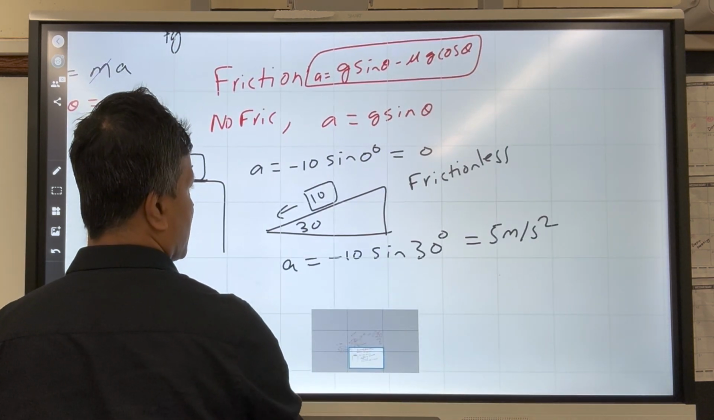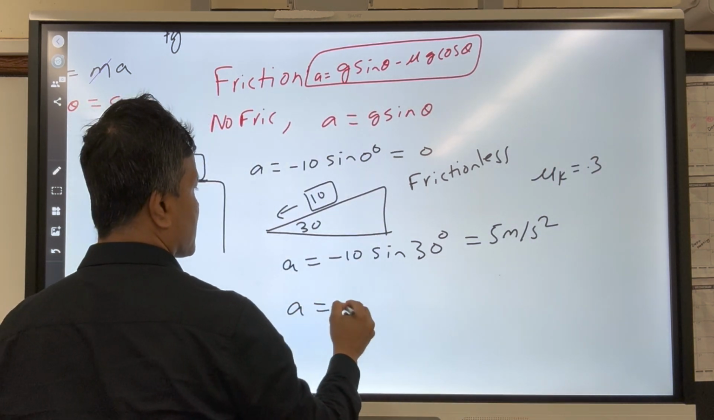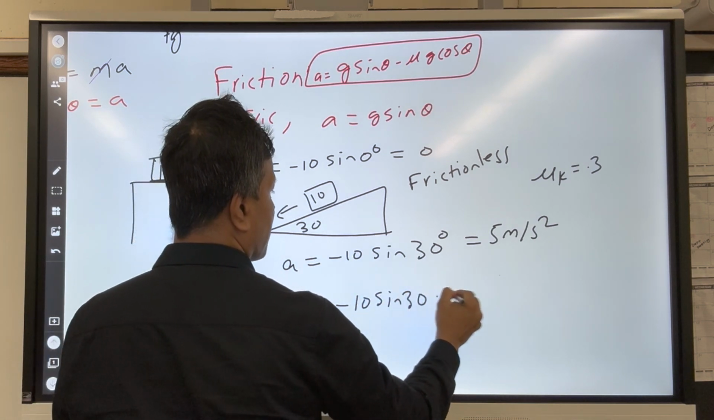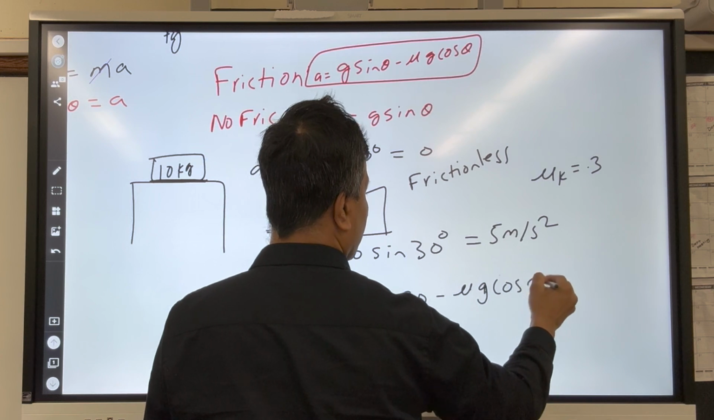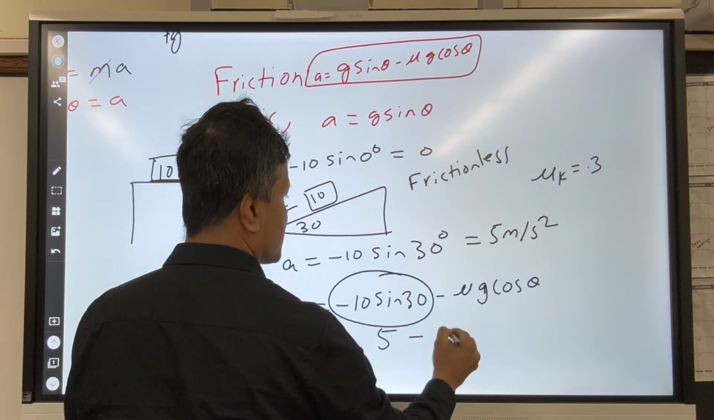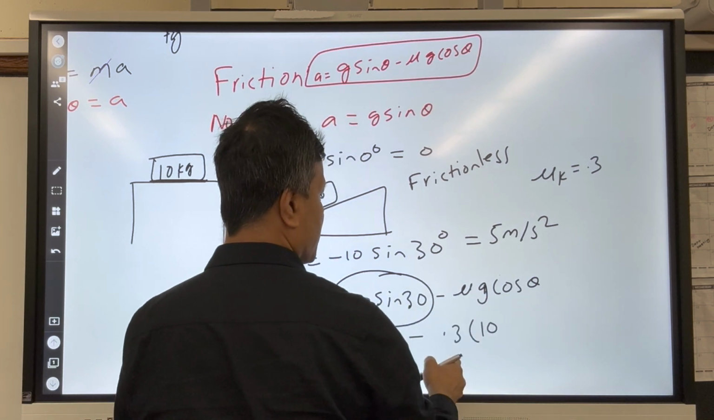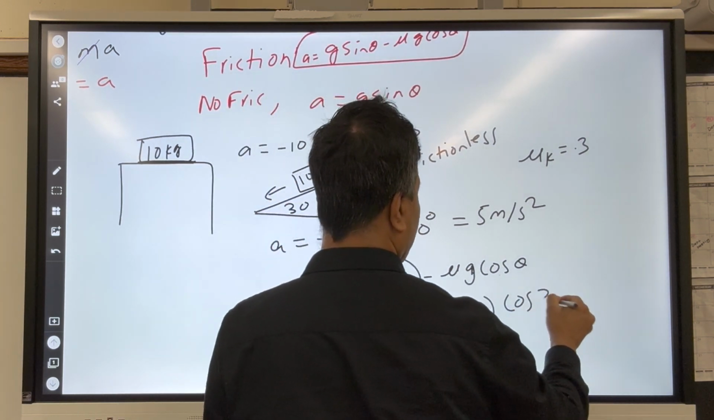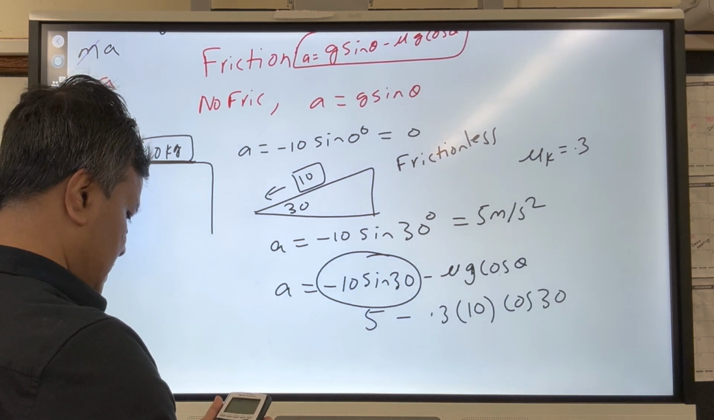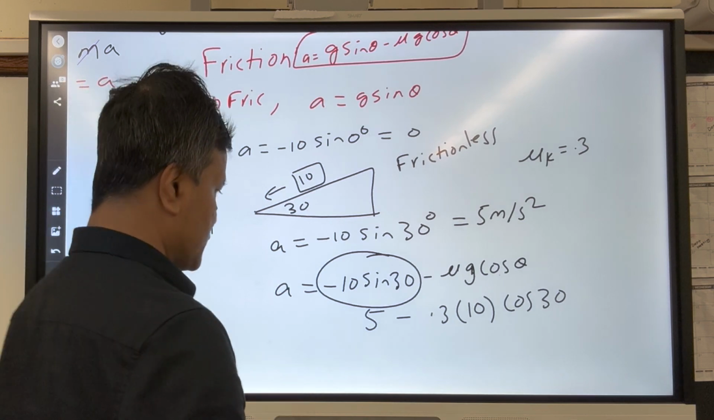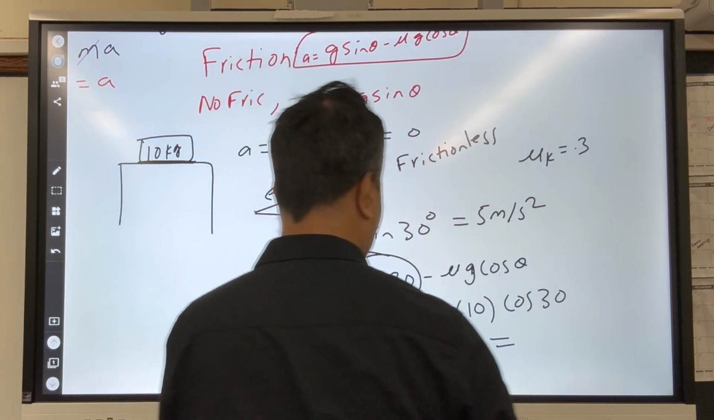Okay, now if you add friction, let's say you have friction over here, mu k is 0.3, then what is the acceleration? Acceleration is negative 10 sine 30 minus mu g cosine theta. So this is, you already know, 5 minus 0.3 times 10, g is 10. We already put the negative, so you don't have to worry about that. And cosine 30. 0.3 times 10 times cosine 30 is 2.6. 5 minus 2.6 is 2.4.